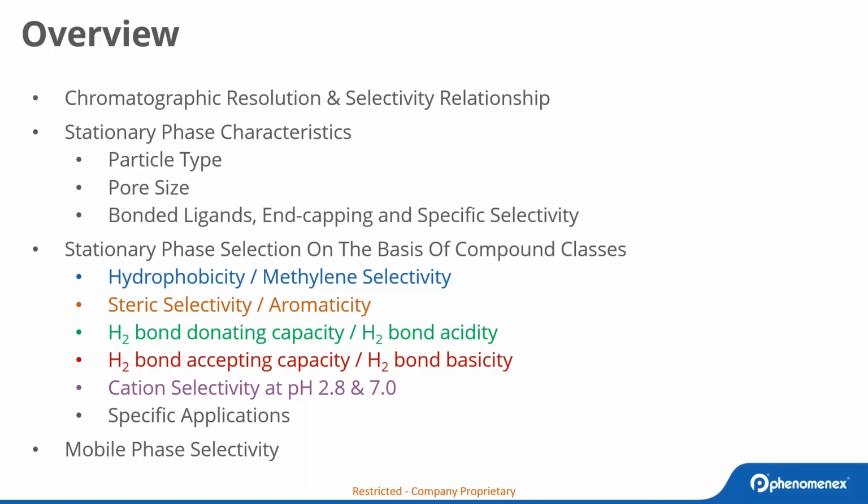Then we'll jump into stationary phases and the selection based on different compound classes. So this would be hydrophobicity, methylene selectivity, steric selectivity, aromaticity, hydrogen bond donating capacity, hydrogen bond accepting capacity, cation selectivity at different pHs, specific applications, and then finally, we'll talk about mobile phase selectivity, which sometimes gets a little bit overlooked.